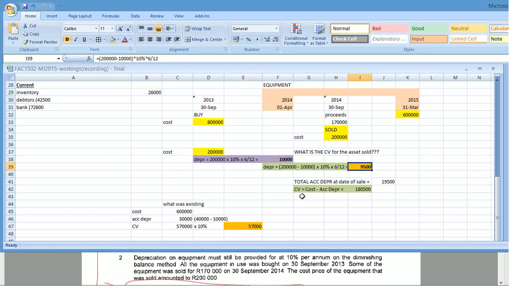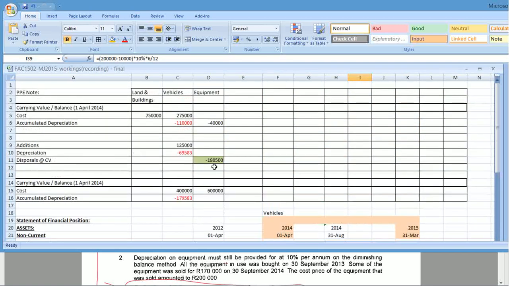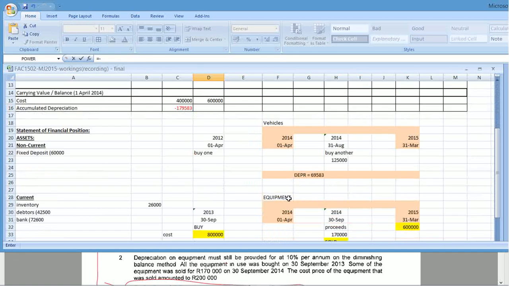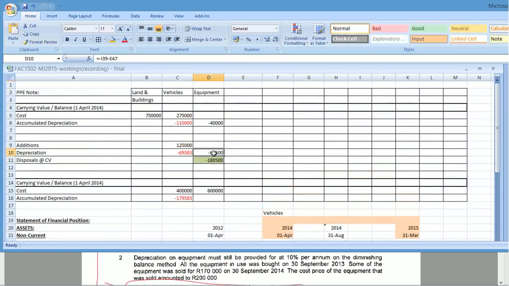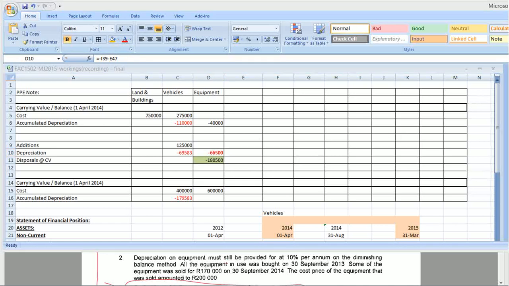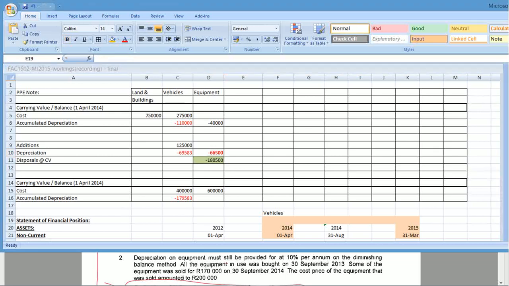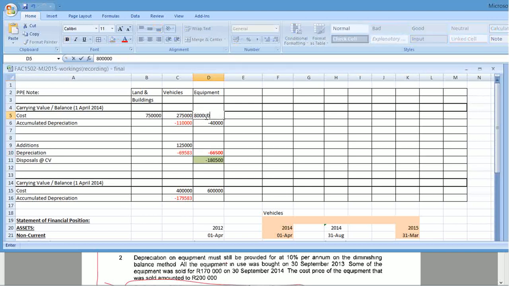would have been those two amounts added together. 57 plus 9,500. Depreciation, so this amount and that amount. Great, so now all we need to do is just sum and total up. We've got costs, which we said was 800,000, minus the accumulated.